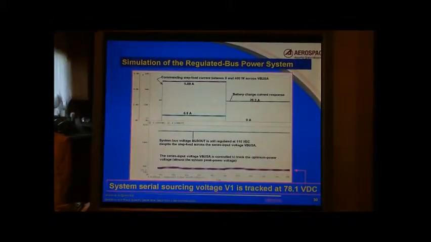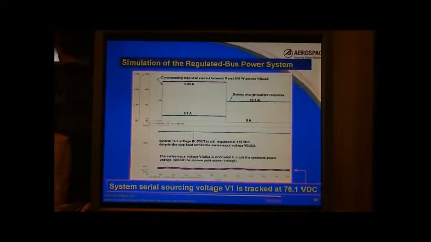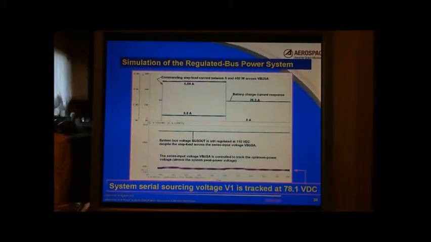Now moving to the regulated bus power system simulation. For the regulated bus, there is a bus output called bus out that regulates to 110 volts. During this bus voltage regulation, the commanding step load between 0 and 400 watts across the serial input voltage V1 steps the current between 0 and 5 amps. This doesn't affect the MPT operation.